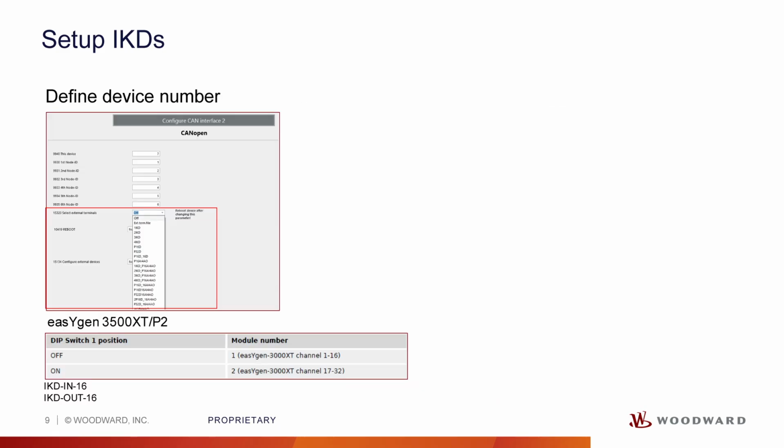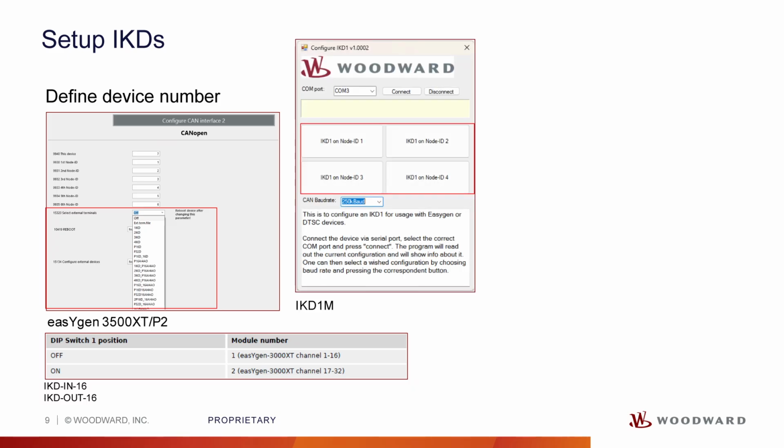For the IKD IN16 and IKD OUT16 modules, the device number is defined using dip switches. Carefully set the dip switches to assign a unique device number that matches your system configuration. No software is required for this step. For the IKD1M module, the device number is configured using the Configure IKD tool. Open the tool, connect the module, and assign the device number in the configuration menu. This ensures the module communicates correctly with the EasyGen device.